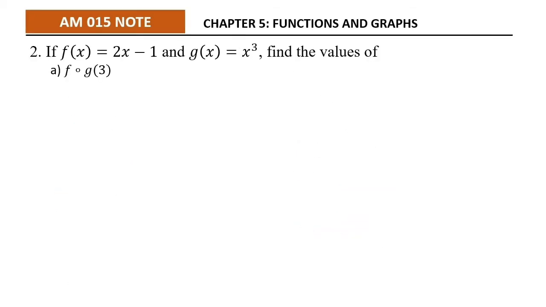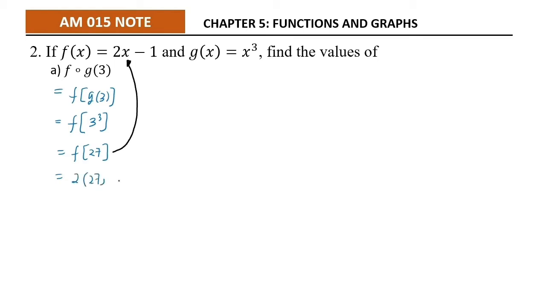Next example, if f(x) equal to 2x minus 1 and g(x) equal to x cubed, find the value of f of g(3). g(3) is the input for f. g(3) is x cubed. x is now 3, so 3 cubed. 3 cubed is 27, so f of 27. 2x is now 2 times 27 minus 1, so the answer is 53.